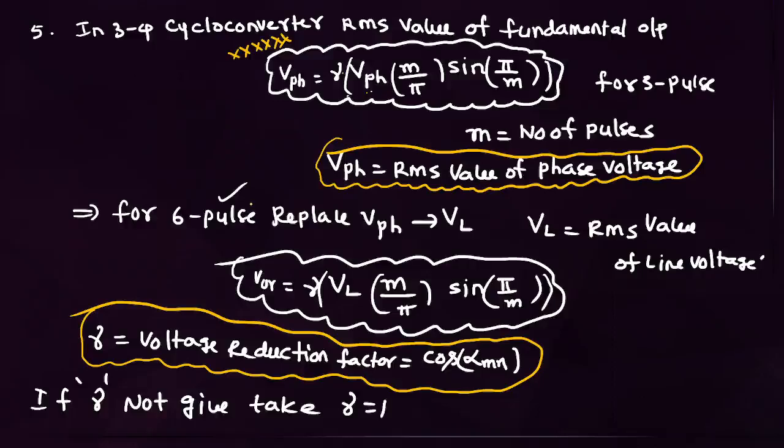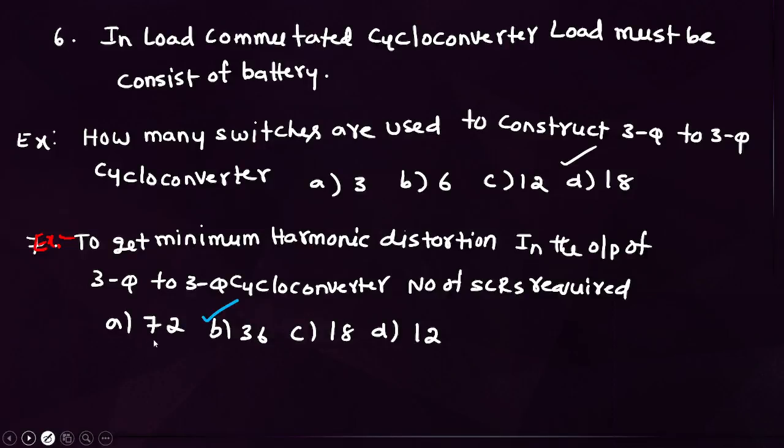Same formula we can also apply for 6 pulse cycloconverter, but instead of phase value, here you take the line value. See the difference. Both are the same formula, but the only difference is for 3 pulse cycloconverter, you have to use the phase value. For 6 pulse cycloconverter, replace V phase by VL. Where gamma is the voltage reduction factor. If it is not given, you take gamma equal to 1, students. In load commutated cycloconverter, the load must consist of a battery, then only load commutation is possible.